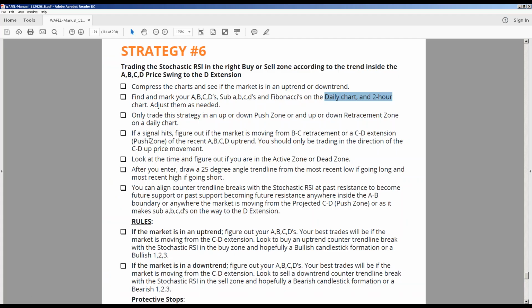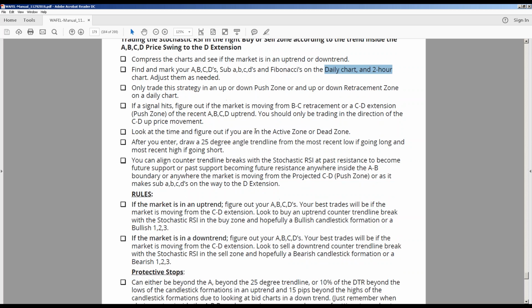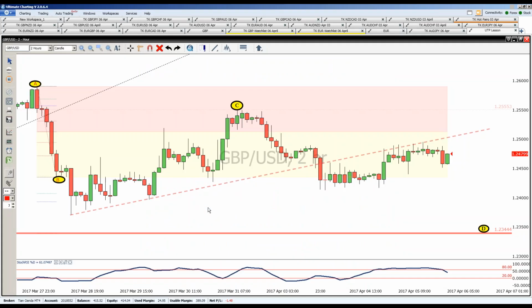If a signal hits, figure out if the market is moving from the B to the C or the C to the D. You should only be trading in the direction of the C to the D. Also make sure that you're only trading in the active zone. And we are so fortunate that we are trading the London session. So now we are moving from the C to the D. Are we all on the same page? Does everybody agree? We are moving from the C to the D. The market broke a counter trend line. We are heading down.